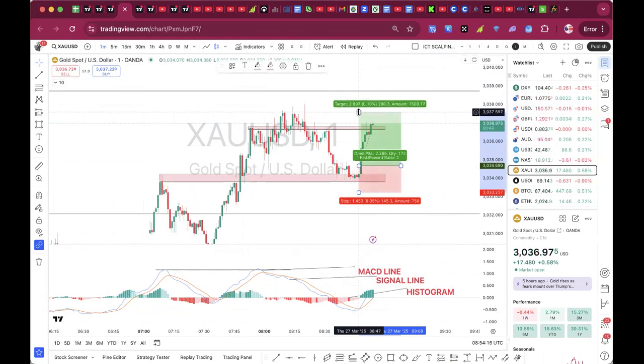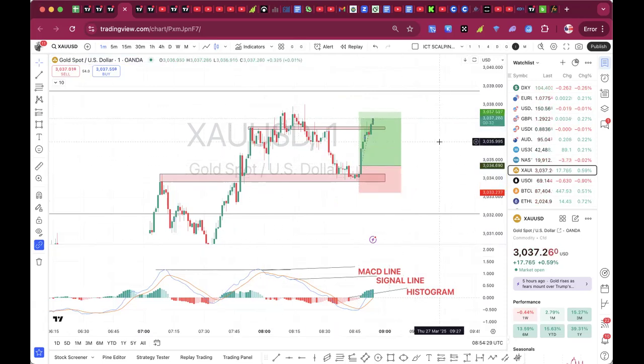So 1:2 is about 29 pips, if I'm not mistaken. Yeah, 29 pips. Right. That's about 29 pips, 1:2, 29 pips. And that would have been massive and all of that.